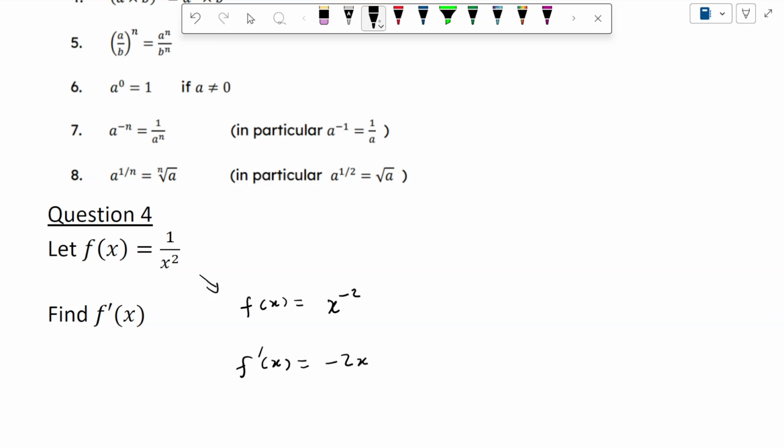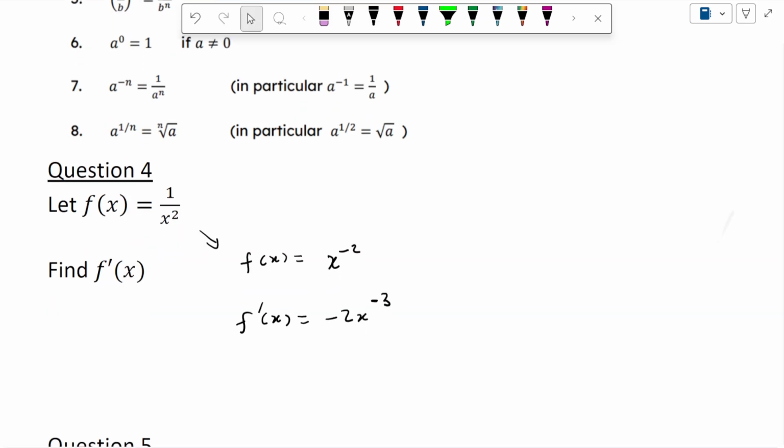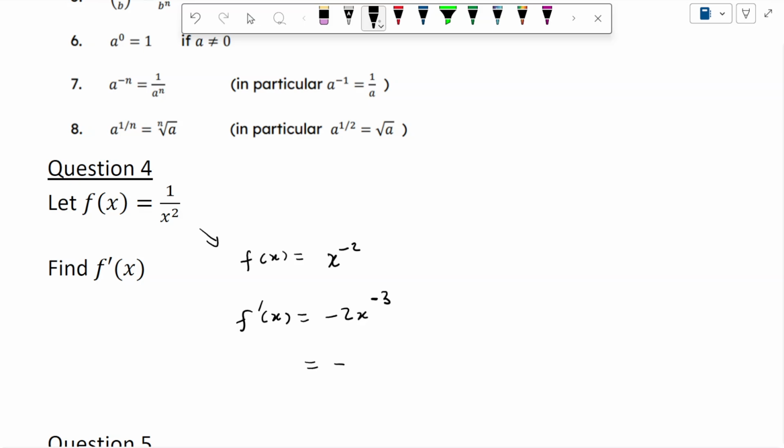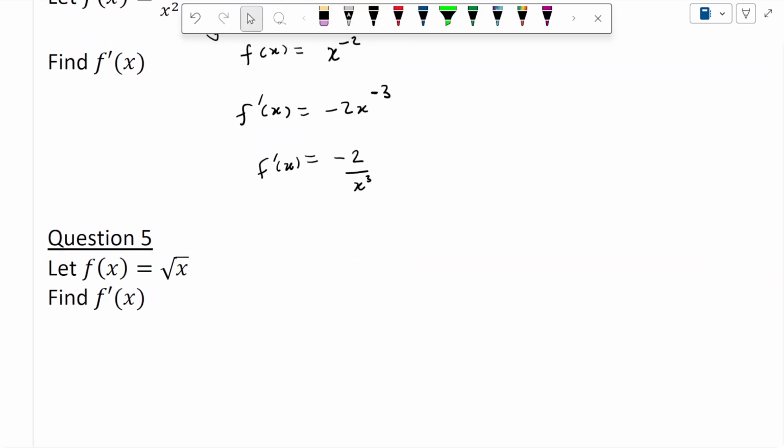And so the derivative will be minus 2 times x. So the minus 2 comes out the front. And the new power is 1 less. So that's actually going to go to minus 3 there. If you want, you can write this as minus 2 over x cubed. That's the derivative.